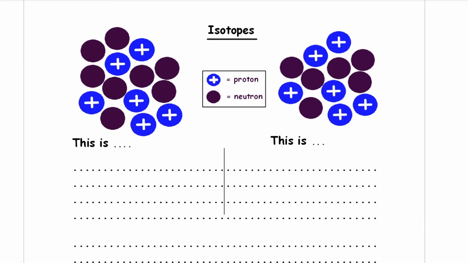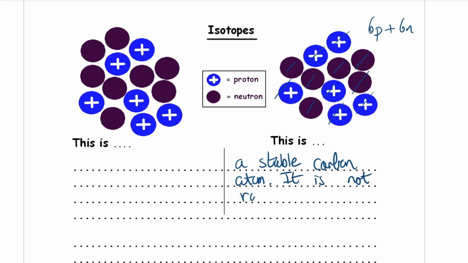Now you can see here we've got, again, 2 nucleons. Let's just do a bit of counting. We've got 1, 2, 3, 4, 5, 6 protons. We've got 1, 2, 3, 4, 5, 6 neutrons. So this is a stable carbon atom. It is not radioactive.